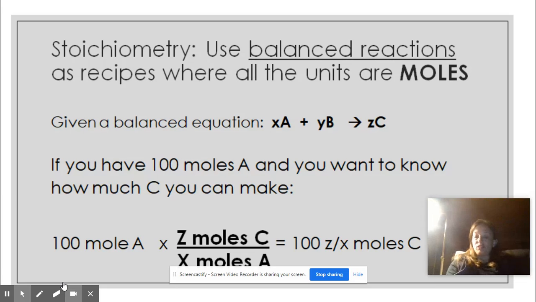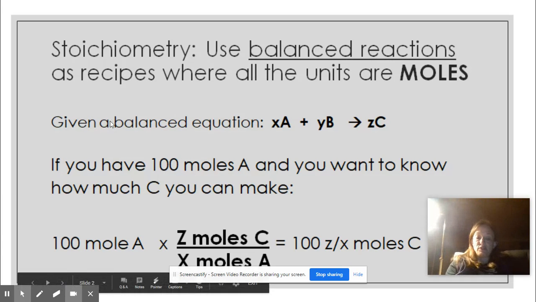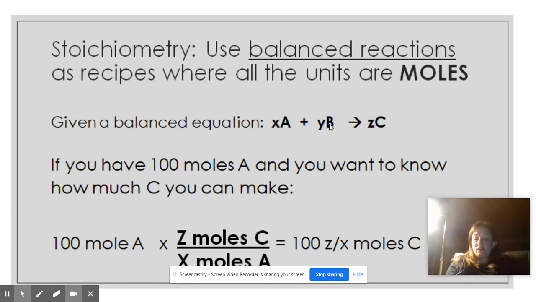So stoichiometry is just using a balanced reaction as a recipe where all the units in the recipe are in moles. If you have a given balanced reaction like XA plus YB yields ZC, where A is one substance and B is another substance, and C is the product, and X is the number of A's, and Y is the number of B's, and Z is the number of C's. You're used to seeing a lot of balanced reactions. We've done those now for weeks. This is just an example of a balanced reaction with no numbers or actual elements in it, so you can get the idea of the formula.